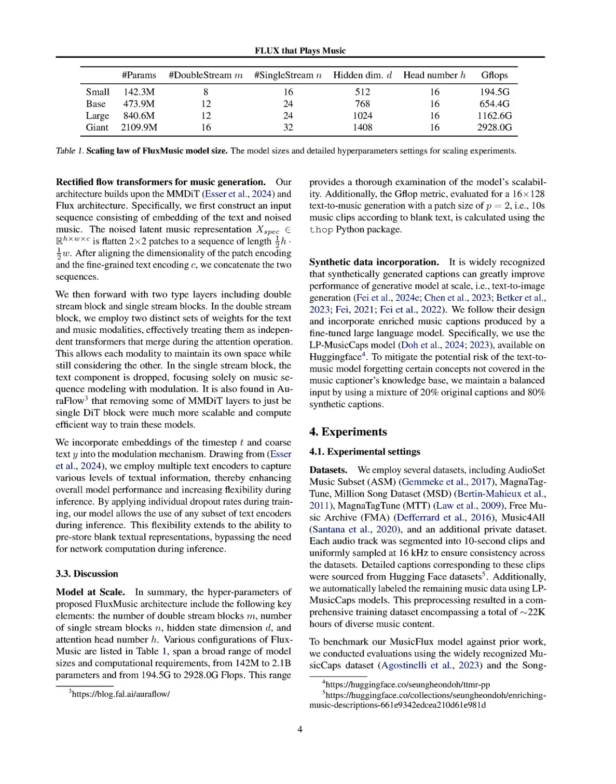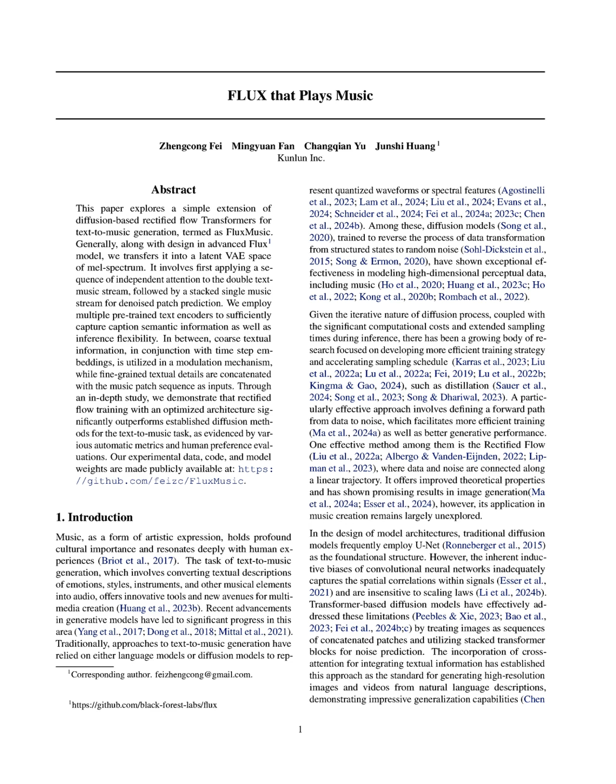Following this, a single stream block is utilized, focusing solely on music sequence modeling after dropping the text component, enhancing computational efficiency. A novel aspect of FluxMusic is its use of rectified flow training, which establishes a direct mapping between data and noise distributions, improving generative performance and training efficiency compared to traditional methods. Additionally, the model leverages multiple pre-trained text encoders to capture various levels of textual information, enhancing flexibility and performance during inference.